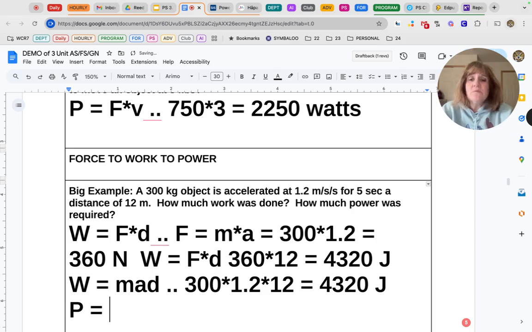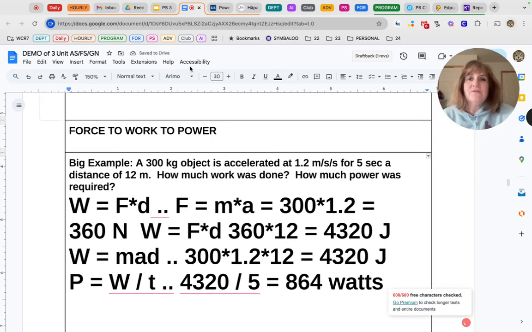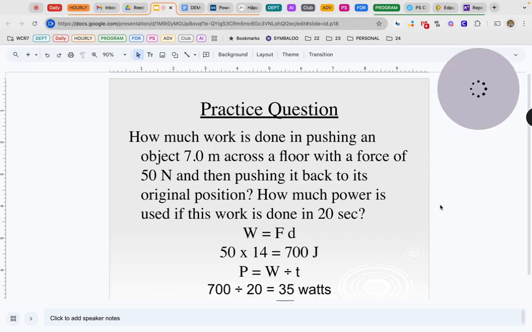Then it says how much power is required. Power, remember, is work divided by time. So if the work is 4,320 divided by a time of 5 seconds, then my power is 864 watts. 864 watts.